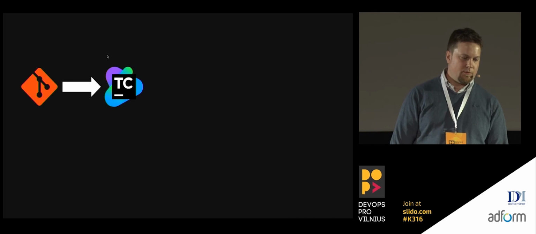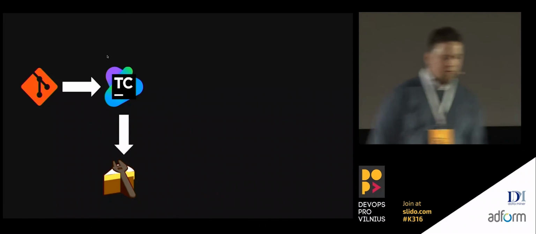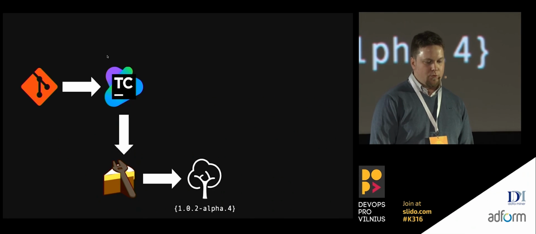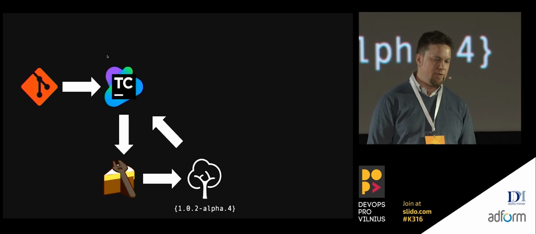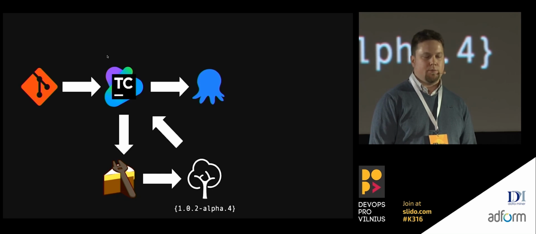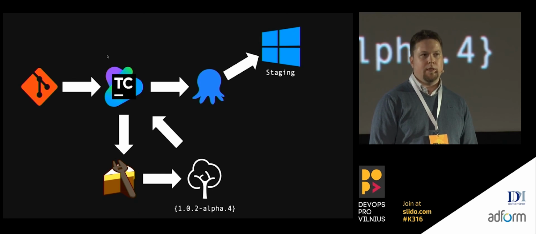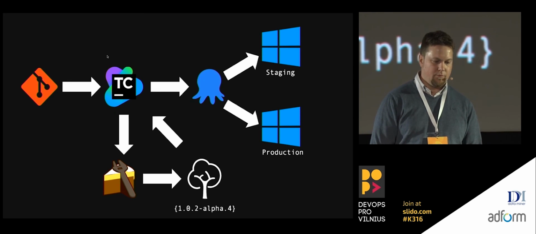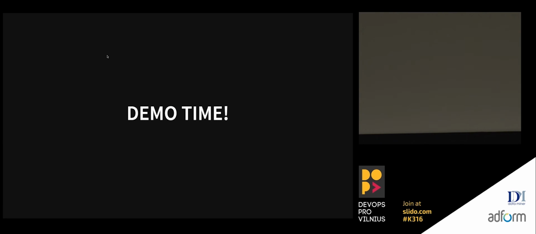The flowchart will look a bit like this. Develop in Git, push it to TeamCity, use Cake. Cake invokes GitVersion, which provides us with a version number. This version number stamps the package, and the package with the version number is pushed to Octopus Deploy, which will then create a release that is deployed to a staging and production environment. So let's see how this looks in practice.